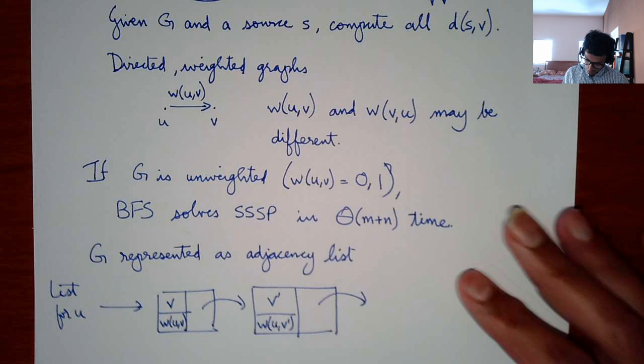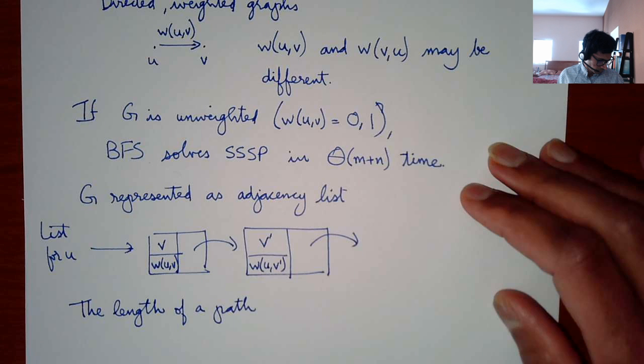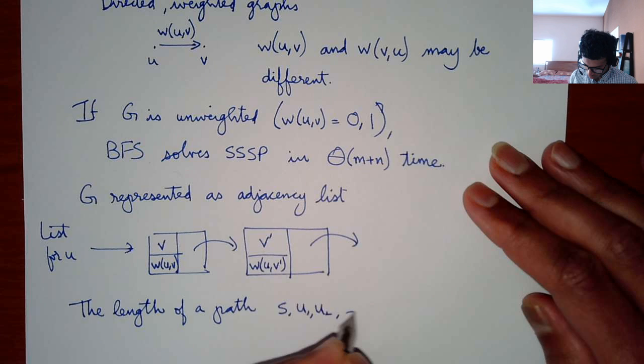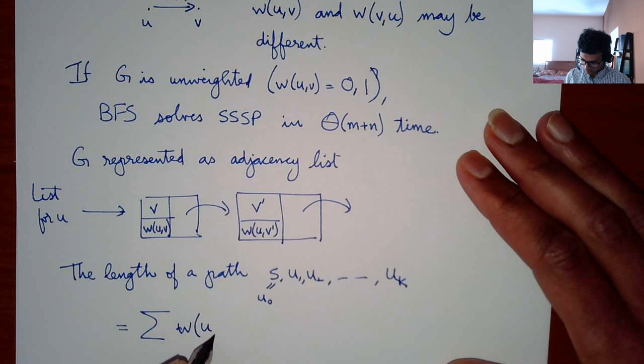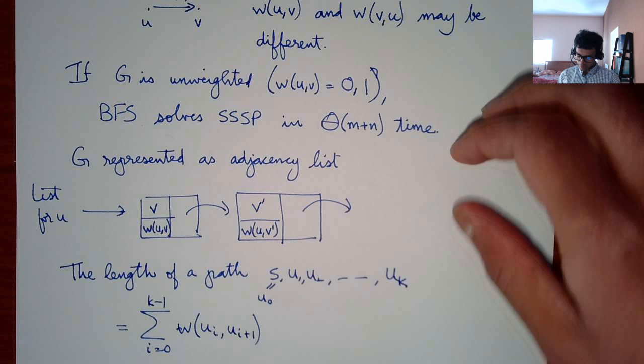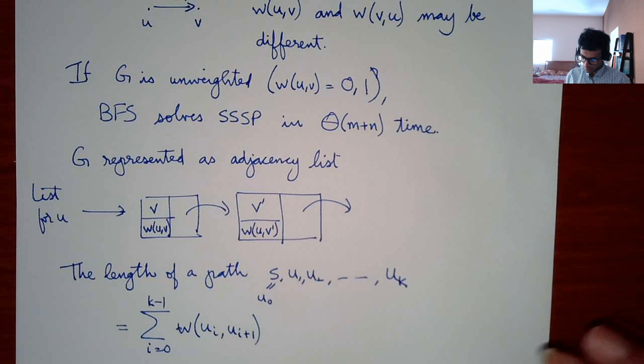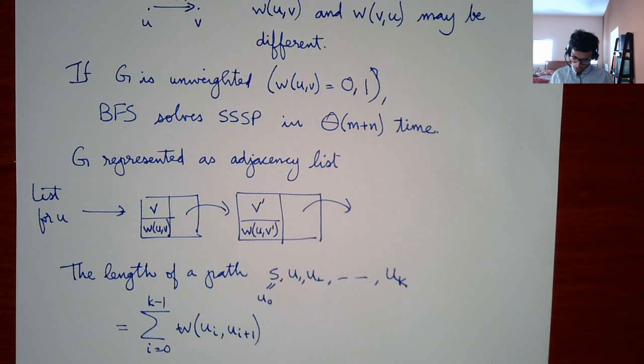And the length of a path S, U1, U2 going up to Uk, and I'm just going to denote S as U0 so that the formula is nice, is going to be the sum of the weight of (Ui, Ui+1), where i goes from 0 to k minus 1. That is the length of a path S, U1, U2, so on and so forth, which is not surprising. It's just the sum of all the weights.